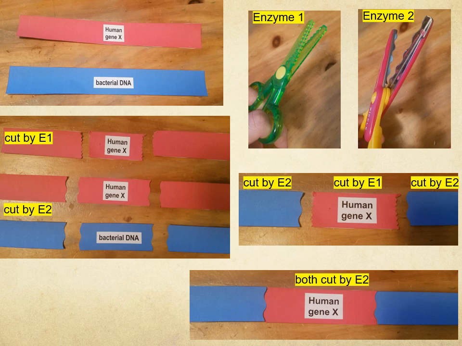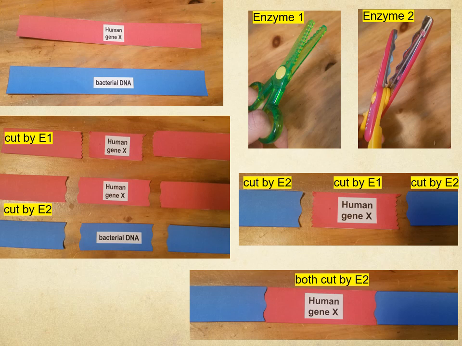In the picture on the bottom left, I've used these enzymes to cut. So I cut the gene X from the human with both enzyme 1, so we see this little jagged cut right there, and enzyme 2, so we see that much more rounded looping cut. And then on the bottom, I cut the bacterial DNA with just the enzyme 2 for that more rounded cut.